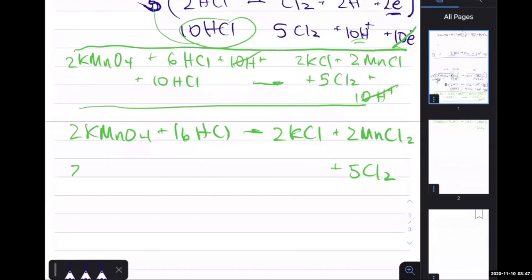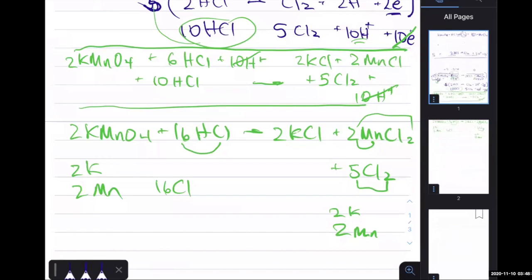I've got 2 potassium on this side. I've got 2 potassiums on this side. I've got 2 manganese on this side. I've got 2 manganese on this side. Okay. I've got 16 chlorines on this side. I've got 10 here, 4 here, and 2 here. I've got 8 oxygens on this side.